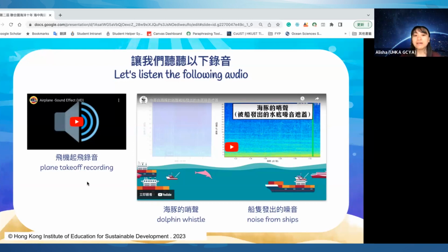More importantly, the dolphin relies heavily on whistle sounds to communicate with their friends and also to find direction in order to find food for themselves. So if the plane takeoff sound covers their sound, they cannot find their peers, and it is very hard to find food or directions. So now we are going to listen to how the dolphin whistle sounds.